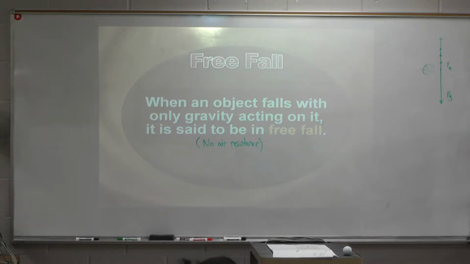So this is going to be a pretty big thing you're going to want to know. So star it, underline it, highlight it. You got to be able to know what free fall is, and obviously what the effects of that will be.